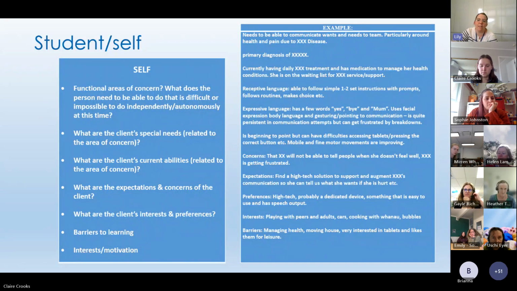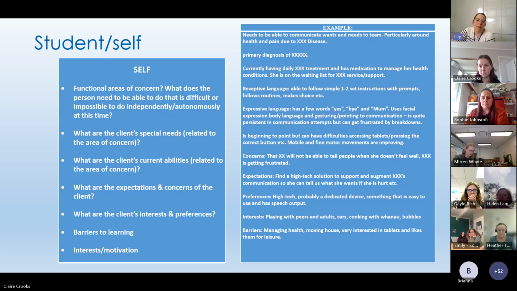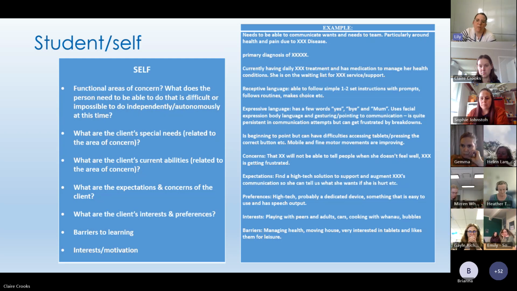And so Claire's very lovingly put this presentation together with some lovely examples around what it might look like when you fill out this part of the SETT, where you might be talking about, you know, this person needs to be able to communicate, they've got this diagnosis, they take this medication, they're able to follow these sets of instructions, discussion around their receptive and expressive language, possibly some stuff around speech if someone's got some language, and the clarity of that, what people are worried about, any barriers that might be in place, and then things that they're interested in, so like playing with peers and adults, cars, cooking with whānau, bubbles.